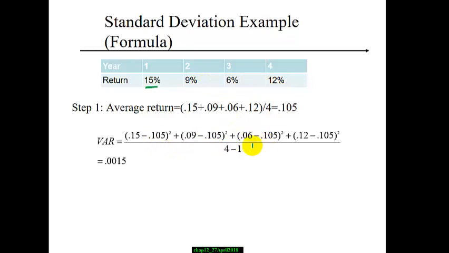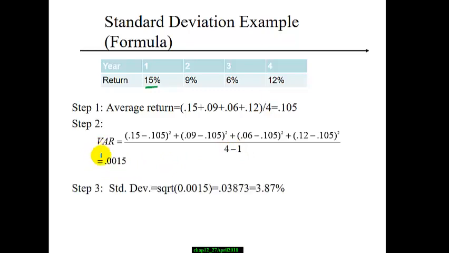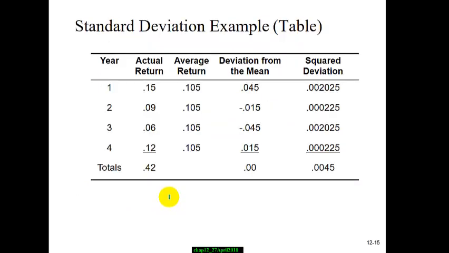Then add up, divide by 3. So this is our variance term. Lastly, take the square root. Right? If you are using a financial calculator, please keep at least 6 decimal places. Here's a table showing how we calculate the standard deviation in the previous example.